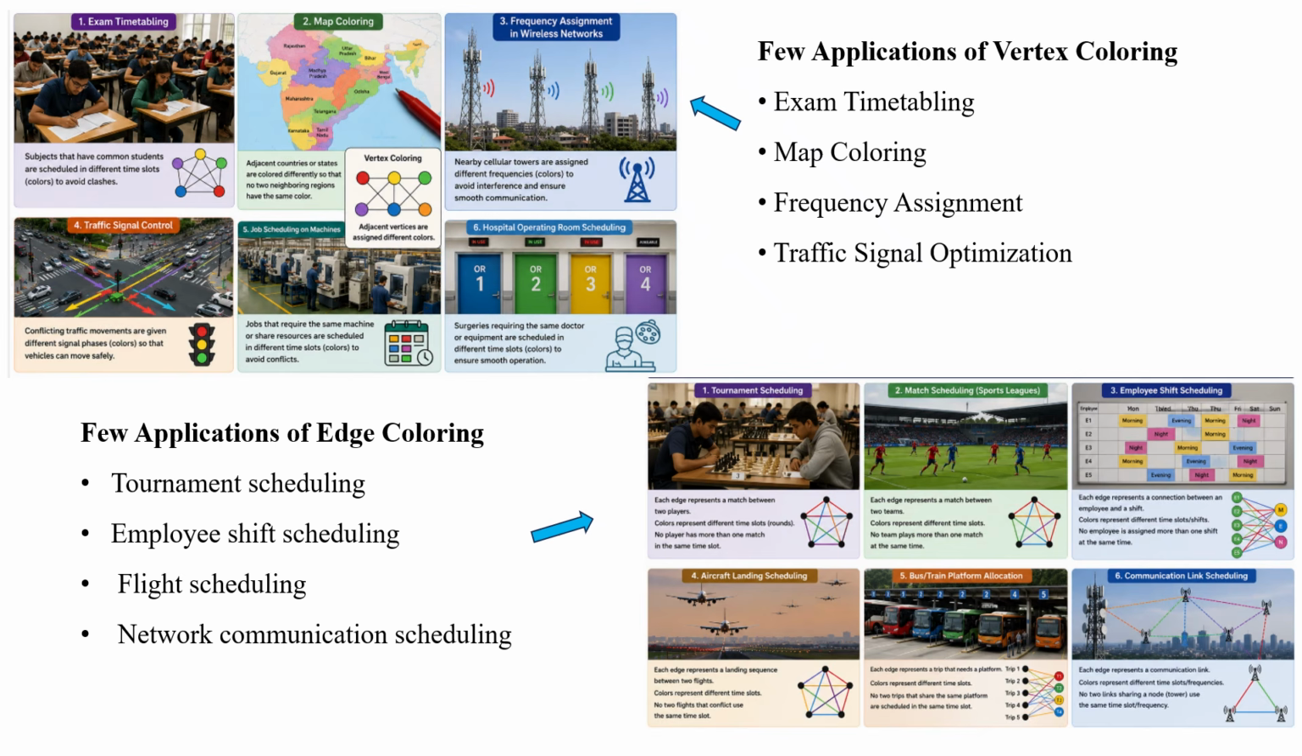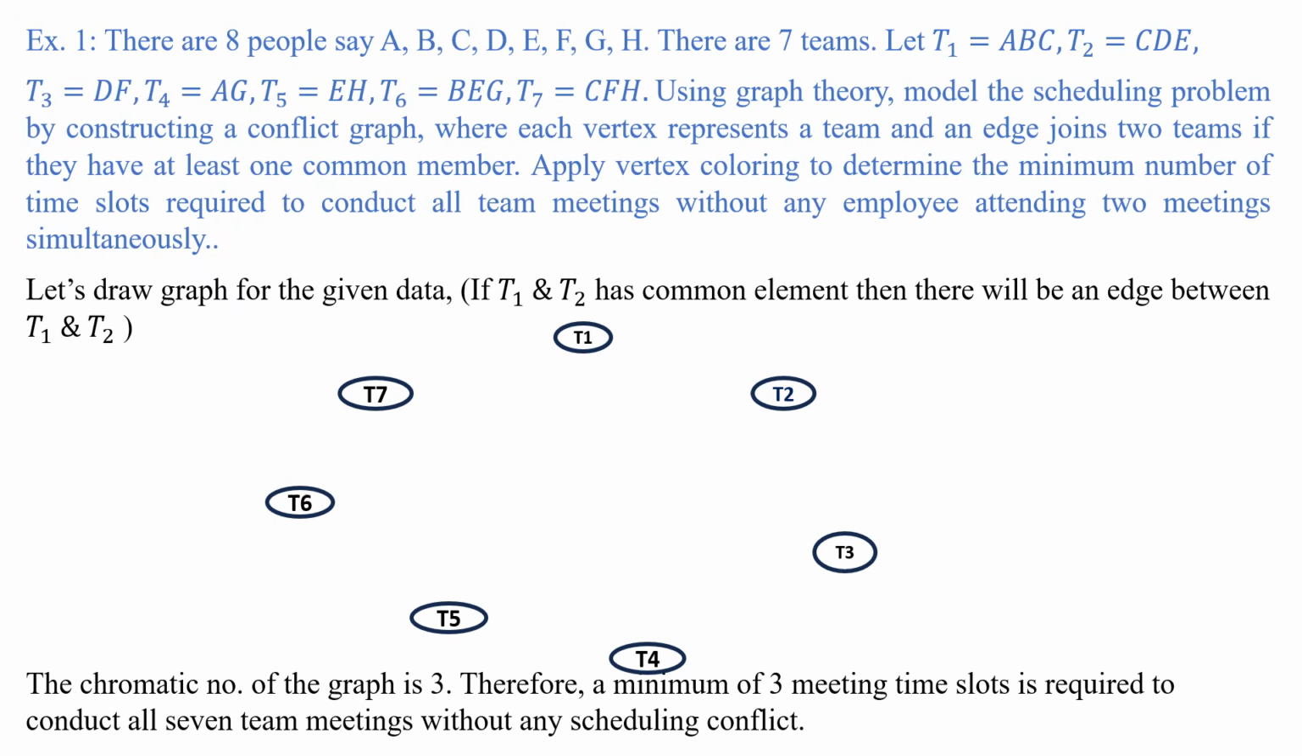Here are some applications of vertex coloring: exam timetabling, map coloring, frequency assignment, traffic signal optimization, and so on. For edge coloring: tournament scheduling, employee shift scheduling, flight scheduling, network communication scheduling, and so on. Let us discuss some questions.